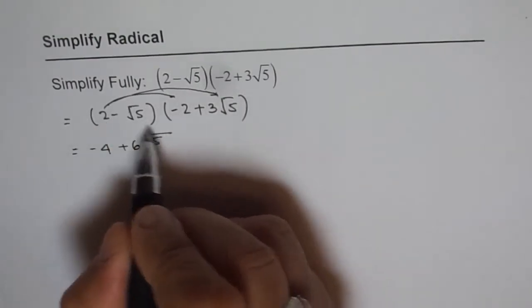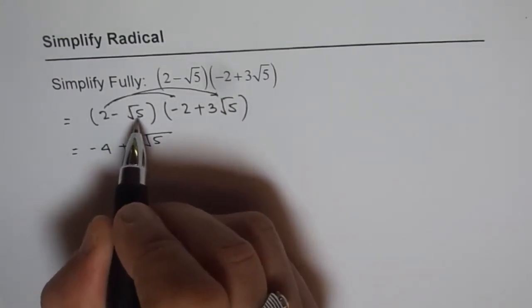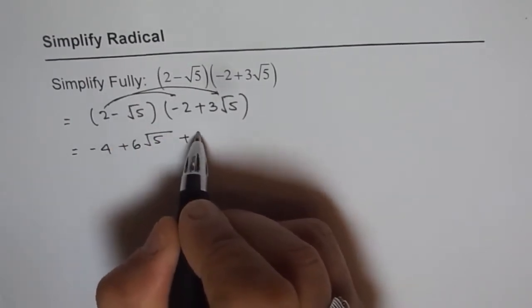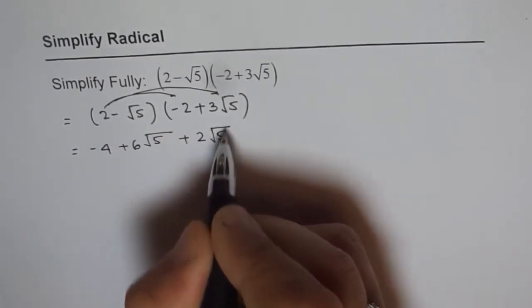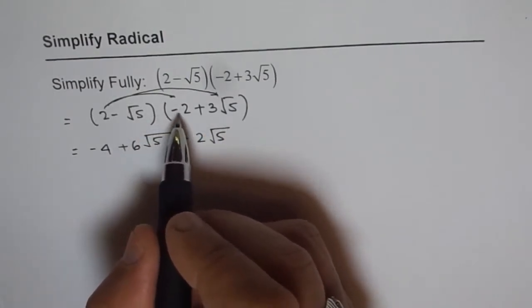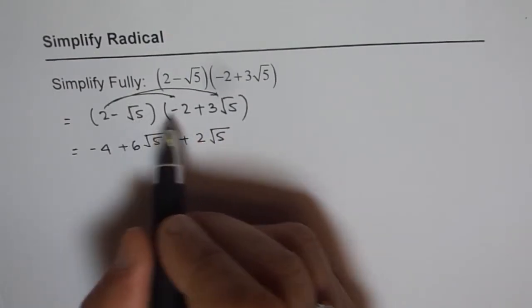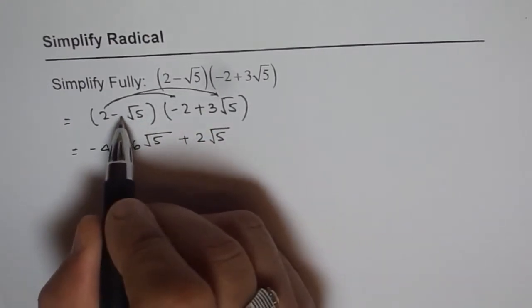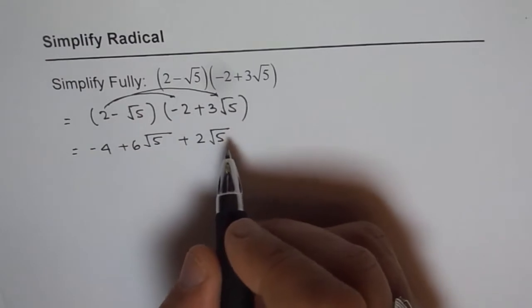And now let's multiply with this radical square root 5. Minus and minus will give us plus. And 2 square root of 5. So when you multiply, numbers outside the radical go with those outside and inside with those inside. Now in this case it was like 1 times square root 5, right?